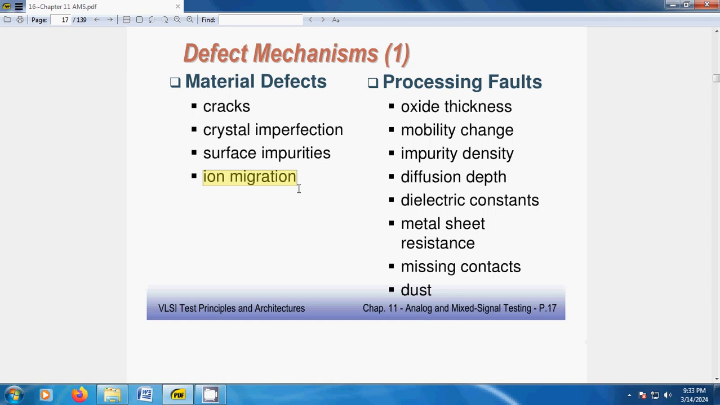The second type of defect mechanism identified is processing faults. There are various types of processing faults: oxide thickness, mobility change, impurity density, diffusion depth, dielectric constant, metal sheet resistance, missing contact, and dust. As the name suggests, these are different imperfections in the procedure that is followed for creating an IC.